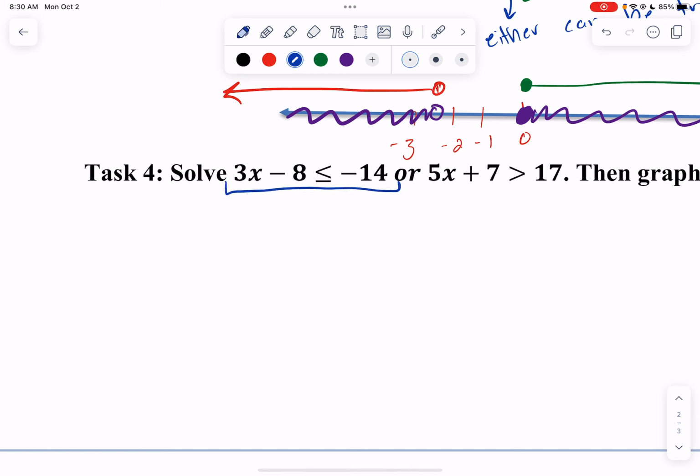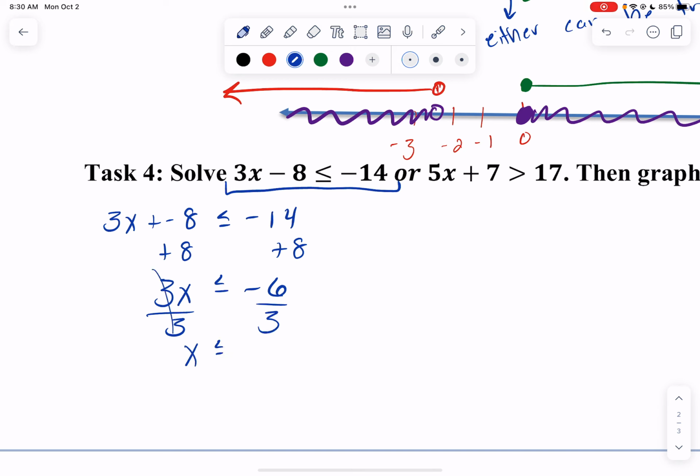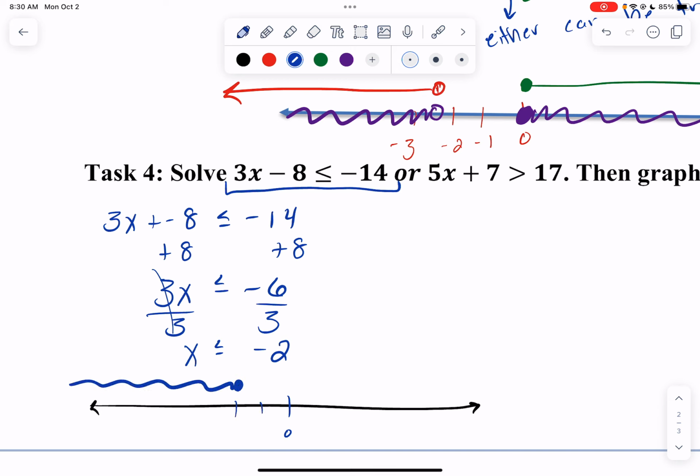So let's go ahead and let's solve this half. I'm going to write as plus a negative 8. So I'm going to add a positive 8 to both sides. 3x is less than or equal to negative 14 plus 8, negative 6. Divide both sides by 3. X has to be less than or equal to negative 2. Okay. So if we go ahead and graph this, x has to be less than or equal to negative 2. So from here on down. All right, now let's graph the other half.